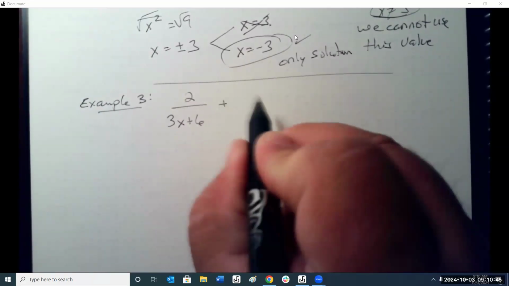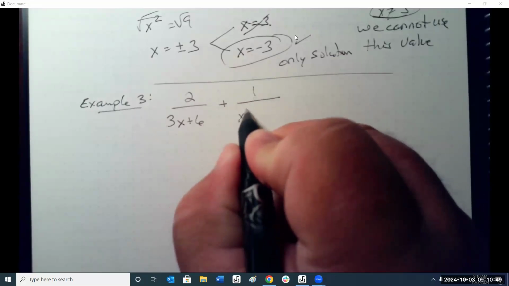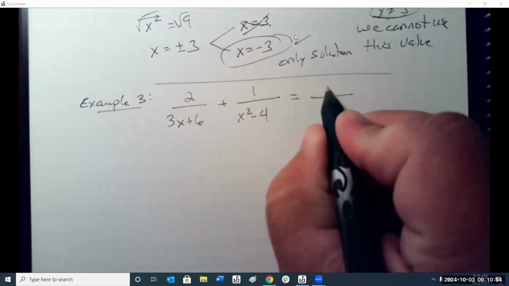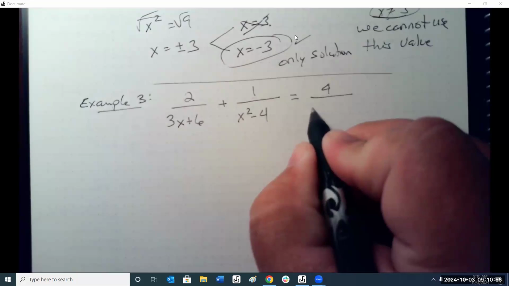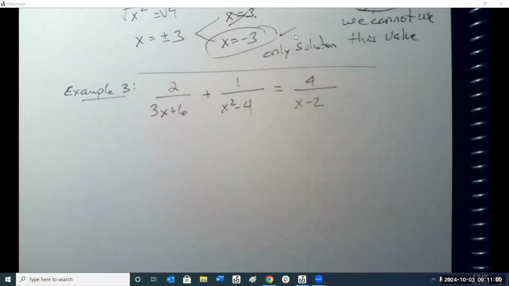Example 3. Now we have a little bit larger one. What this example shows us: notice all these denominators look different.